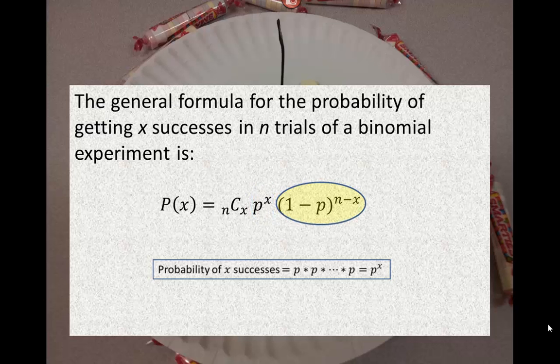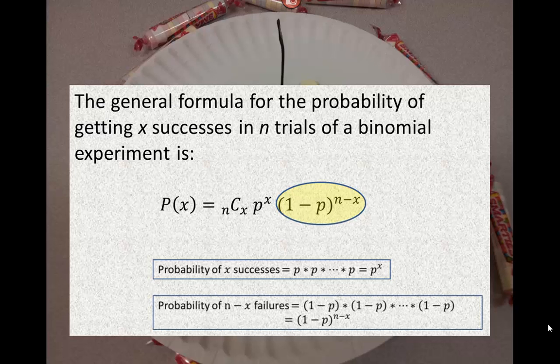Now look at the (1 minus p) to the n minus x term. Because the probability of a success is p, the probability of a failure is 1 minus p. And because there are x successes and n total trials, there are n minus x failures. So the probability of n minus x failures is (1 minus p) to the n minus x power.